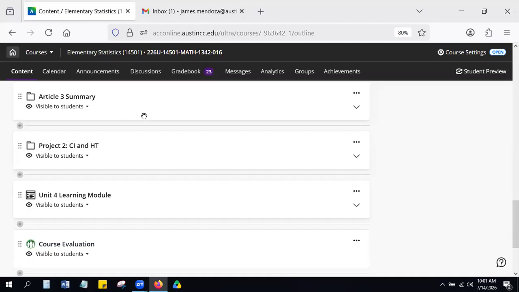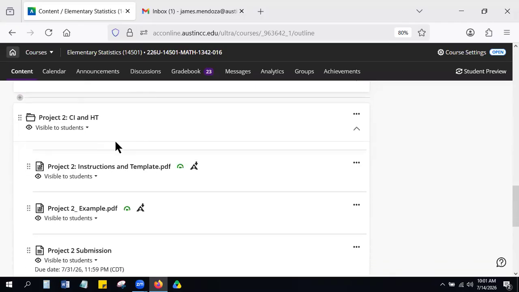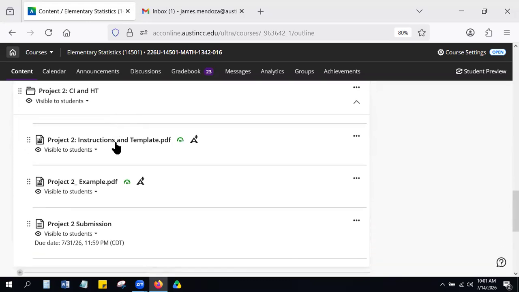So the first part is going to be just a quick introduction to Project 2, which is about doing confidence intervals and hypothesis tests with your original data from your Project 1. You're just reusing that same data. Right now, again, it's just to introduce what the project is about.